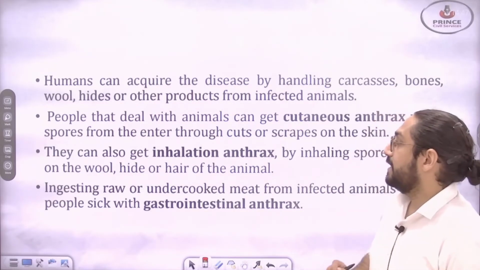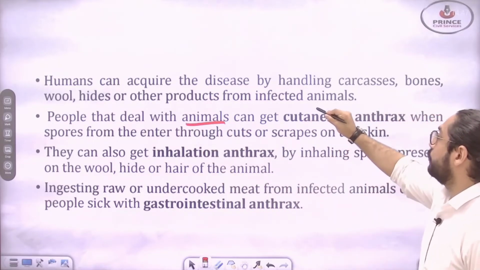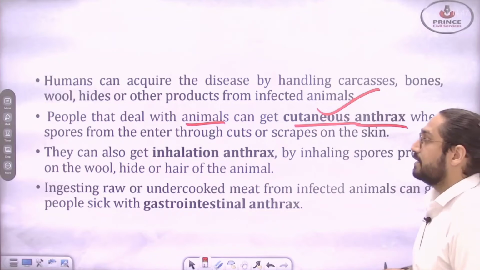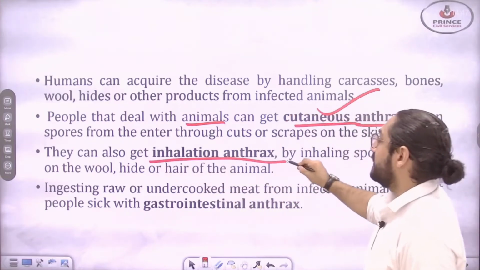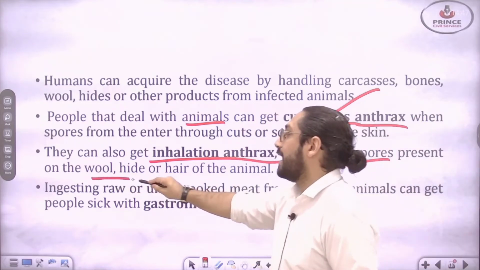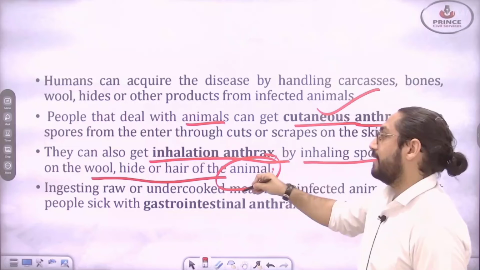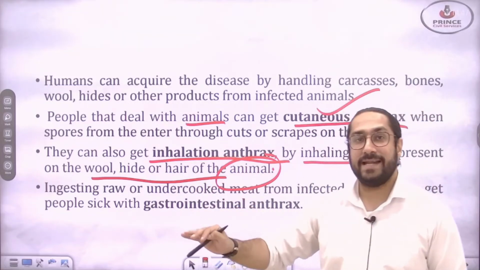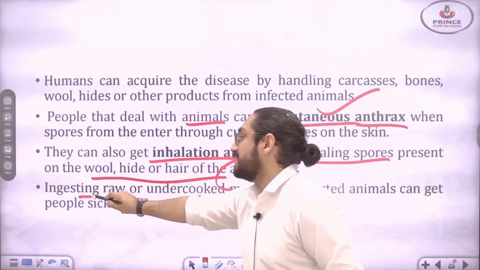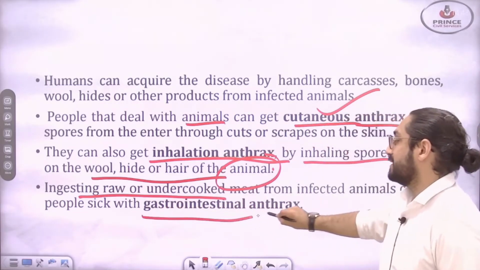So simple, here we can read it. People that deal with animals can get cutaneous, that is through the skin, that is known as cutaneous anthrax. So next is inhalation anthrax. I already told you, by inhaling the spores present on the wool, hide or hair of the animal. So basically the animal is suffering from anthrax, and when you come in contact with the animal, inhaling, it gets into the body. And next is ingesting raw or undercooked meat, and it will lead to gastrointestinal anthrax.